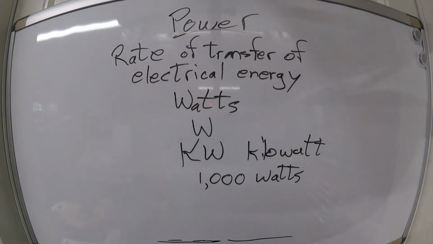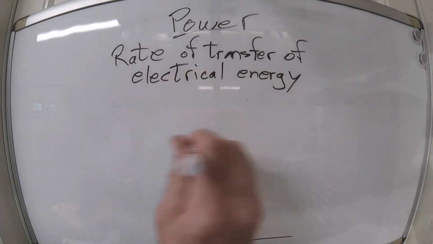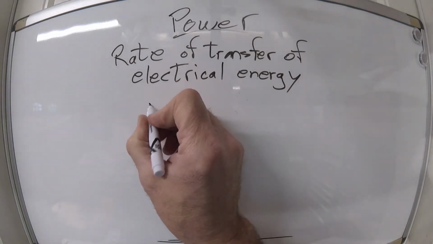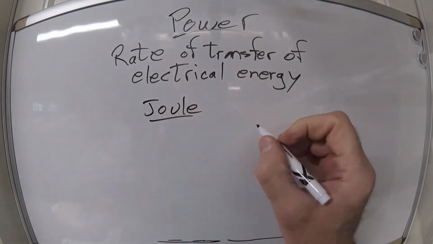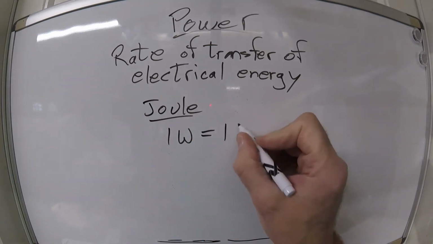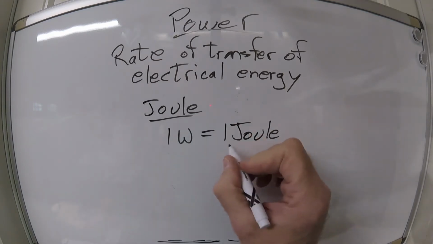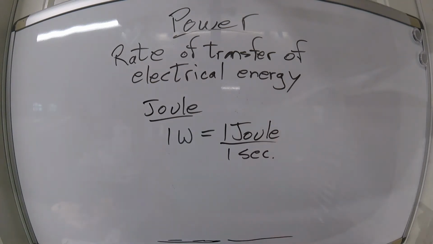What else did I want to say about energy? Oh, okay. I talked about it being the rate of transfer of electrical energy, and that energy is often measured in joules. Yeah, another scientist's name. So 1 watt equals 1 joule of energy transferred in 1 second. 1 joule per 1 second. And that's where all that comes from.